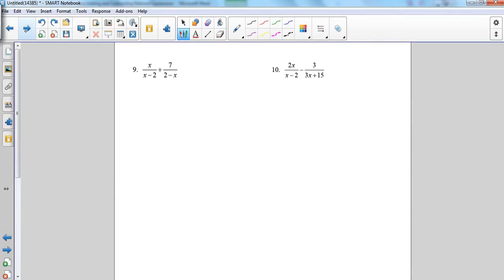Last two. 9 is kind of tricky. There's a few different ways you can approach this one. They look alike, don't they? X minus 2 and 2 minus x. But really, if you think about it, this is negative x plus 2. It's not the same thing. So what we need to do is make them the same thing.